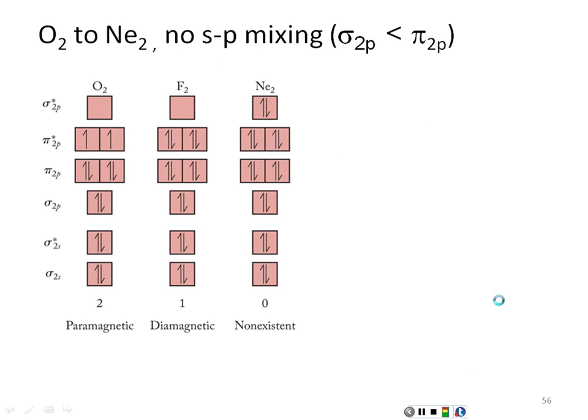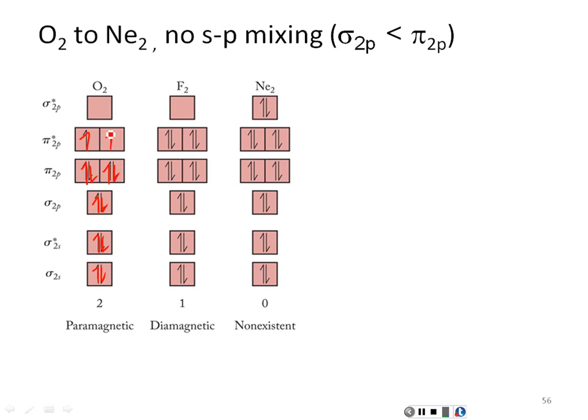Now we switch the pattern from oxygen to neon, so we don't have what's known as sp mixing. And we see that O2, when we add our electrons, so 6 from each oxygen, so we'd add a total of 12, so 1, 2, 3, 4, 5, 6, 7, 8, 9, 10, 11, 12. And we see that we have unpaired electrons. The bond order is 2, so it's a stable molecule, but we have unpaired electrons, so it should be magnetic.